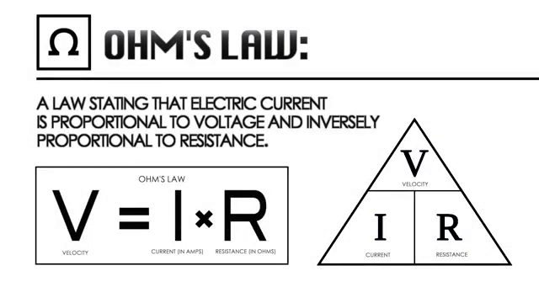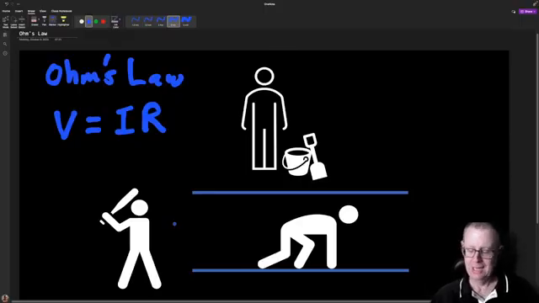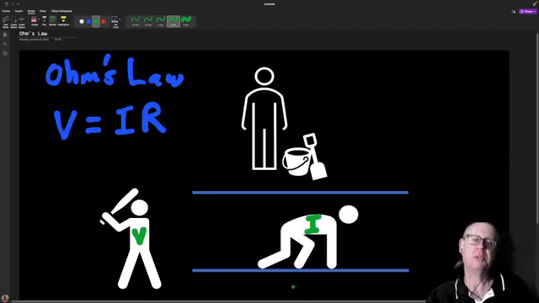So this is an explanation of Ohm's law. And Ohm's law relates the voltage with the current and the resistance. And one way to think about this is the voltage is the push. And so that's why I've got this guy, this battery here, and he's pushing the current through this pipe, right?